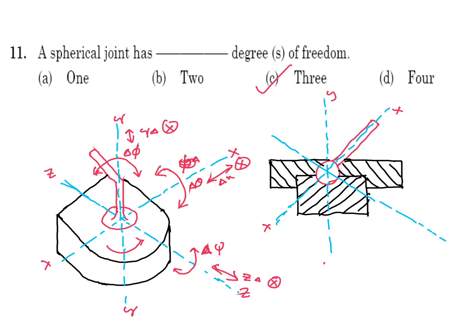Here also if you check x, y, z, linear movement not possible, only rotation is possible. From 6 degree of freedom, 3 linear movements are restricted, so only 3 rotations possible. Degree of freedom is 3.